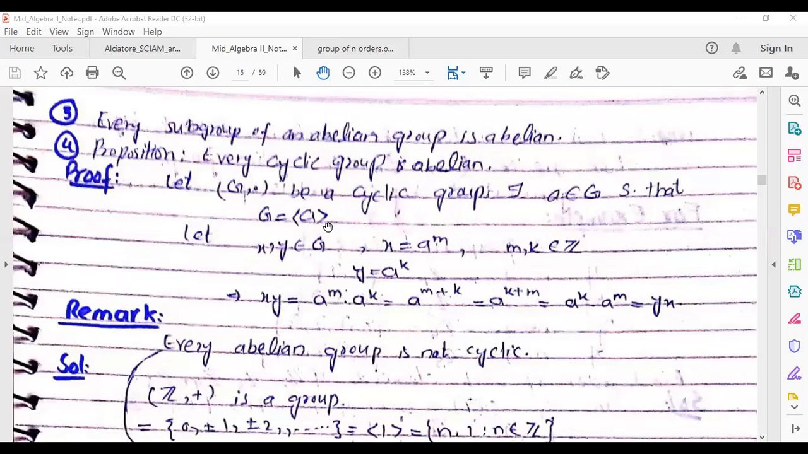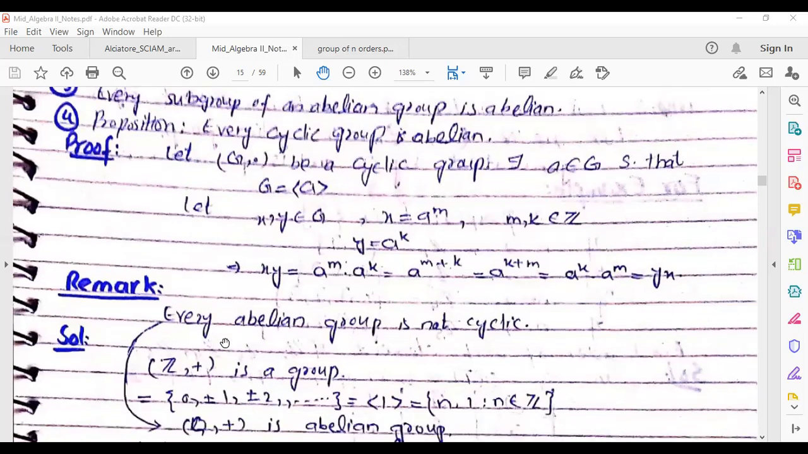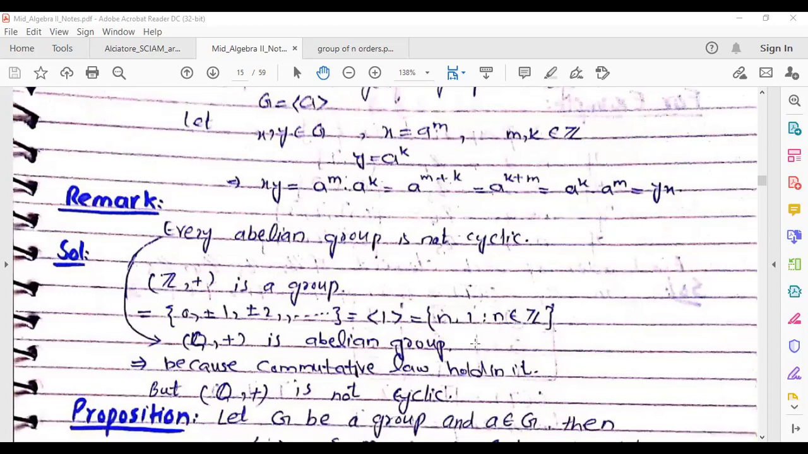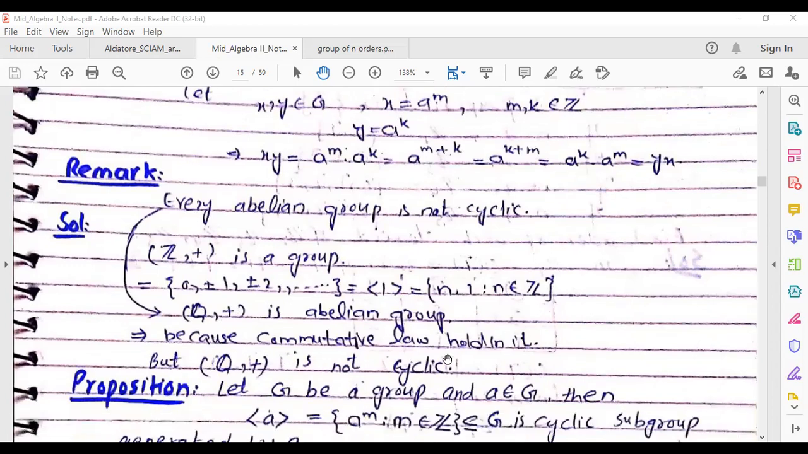So from here we discuss cyclic groups and some important theorems about cyclic groups, and we see every cyclic group is an abelian group. And here we see some important remarks: our remark is that not every abelian group is cyclic, because every cyclic group is abelian, but every abelian group is not cyclic. And to prove some facts, we have to give a clear counter example. You see, Z under addition is a group, and 1 is the generator of the set of integers, so Z is a cyclic group. But Q under addition is an abelian group, the commutative law holds in it, and Q under addition is not a cyclic group.